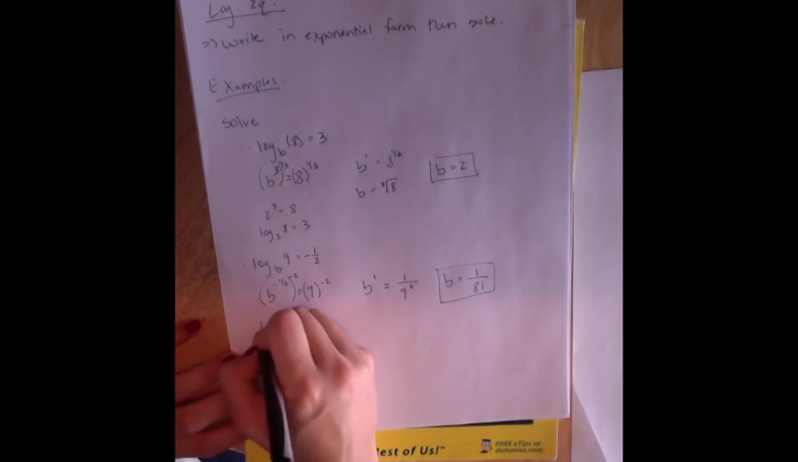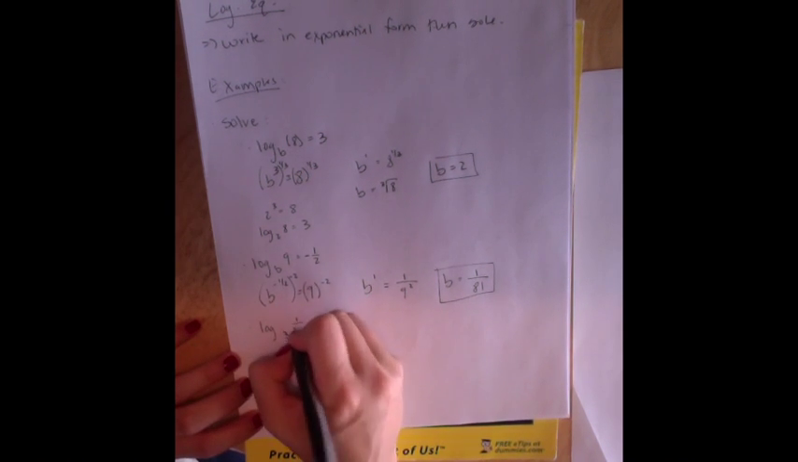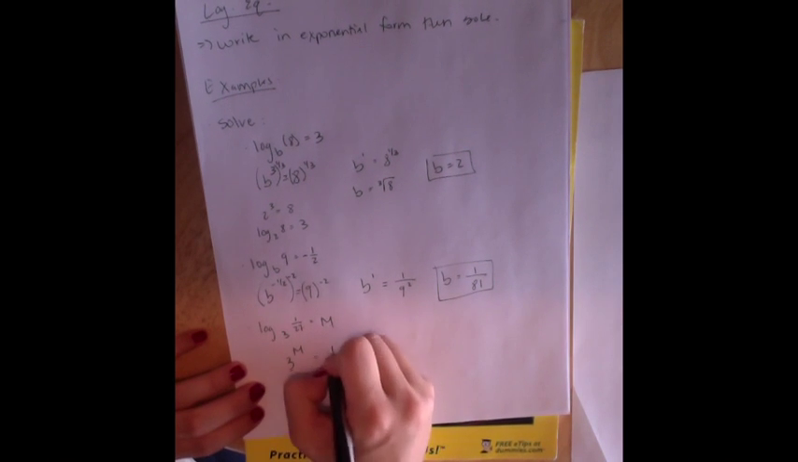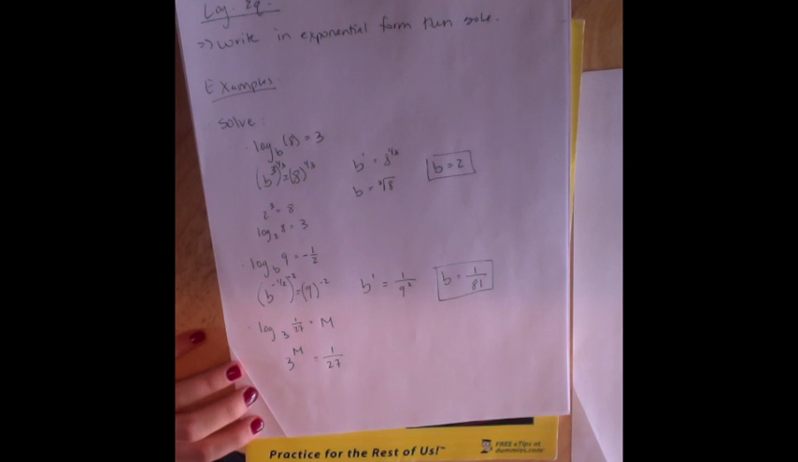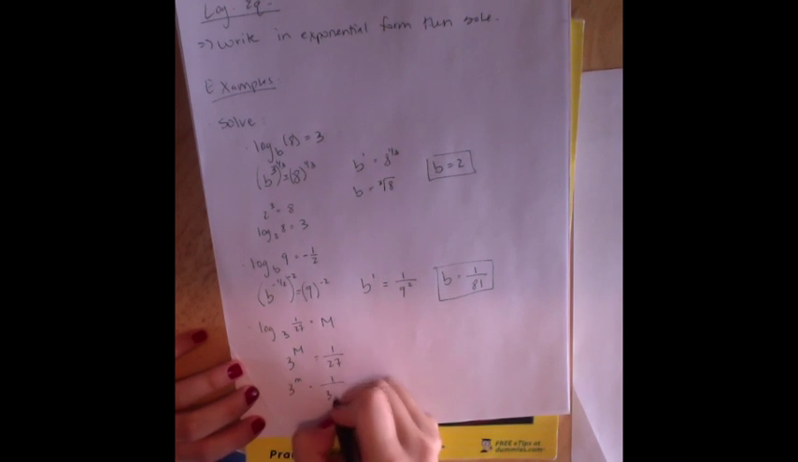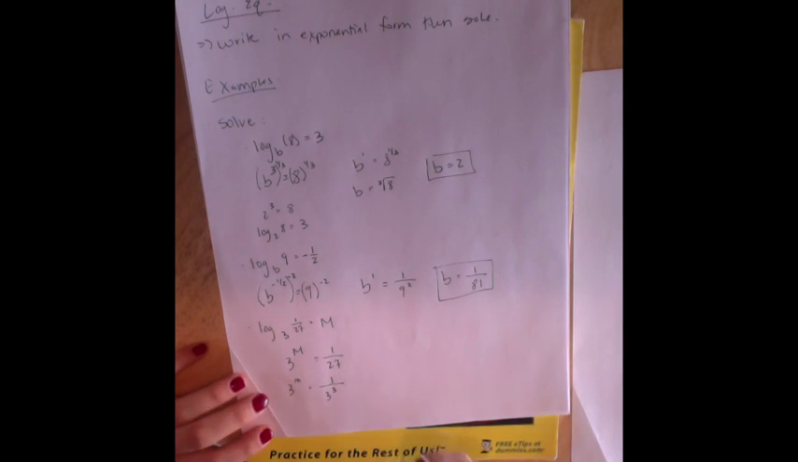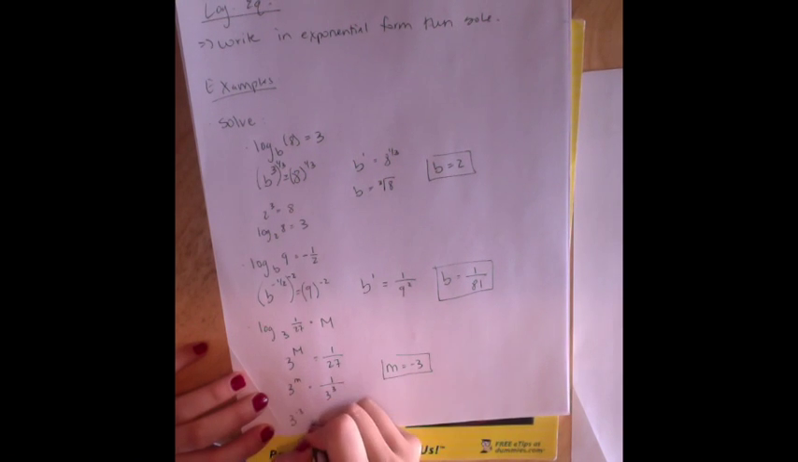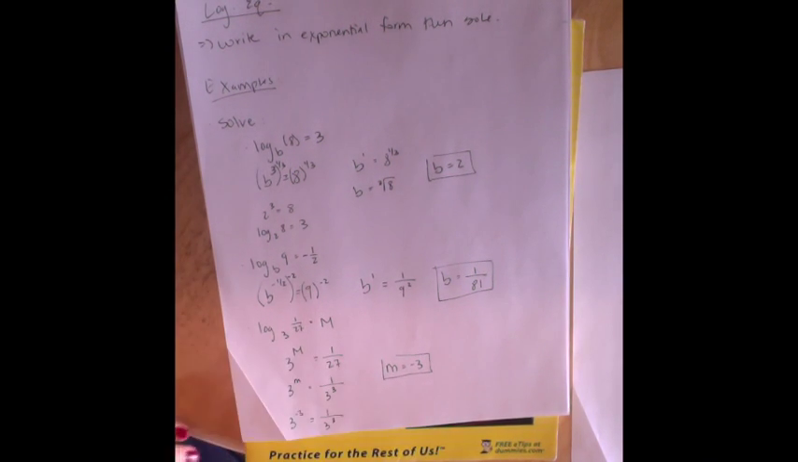Let's do another one. We want to solve the log base 3 of 1 over 27 equals m. So we rewrite in exponential form. 3 to the m equals 1 over 27. We want to solve for m. Now we know that 27 is 3 cubed. And if I wanted to get this to the numerator, I would make my exponent negative, which tells me that m is negative 3. 3 to the negative 3 equals 1 over 3 cubed.